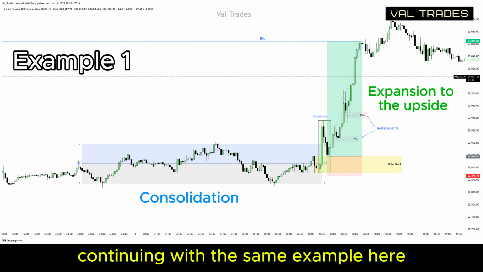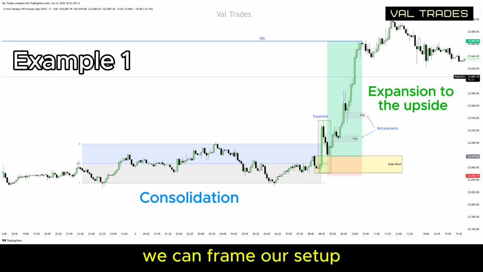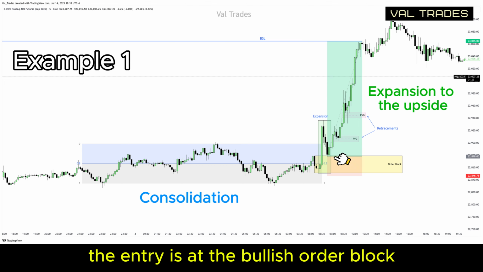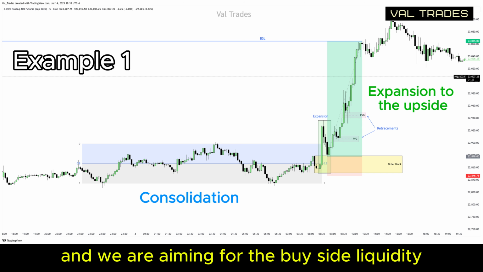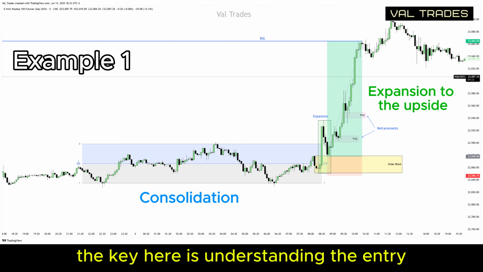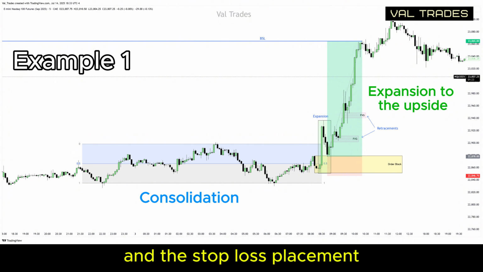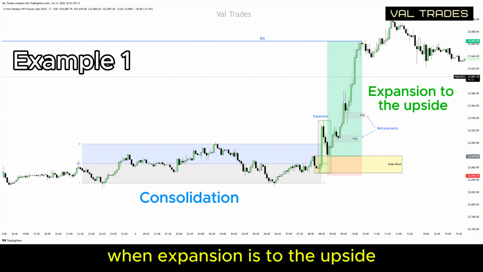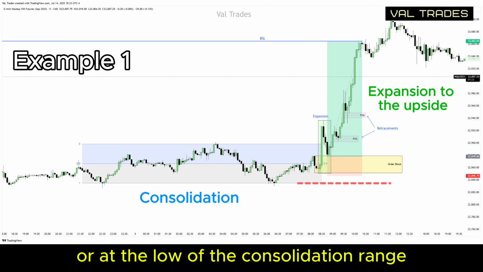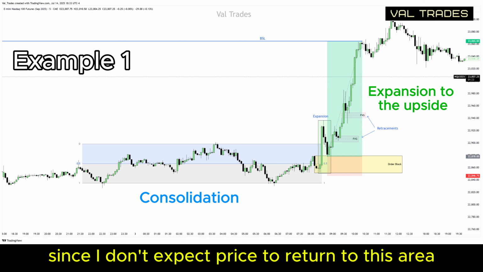Continuing with the same example, here we can frame our setup based on what we discussed before. The entry is at the bullish order block, and we are aiming for the buy-side liquidity resting above in this example. The key here is understanding the entry and the stop-loss placement. When expansion is to the upside, I usually place the stop-loss below the order block or at the low of the consolidation range, since I don't expect price to return to this area.